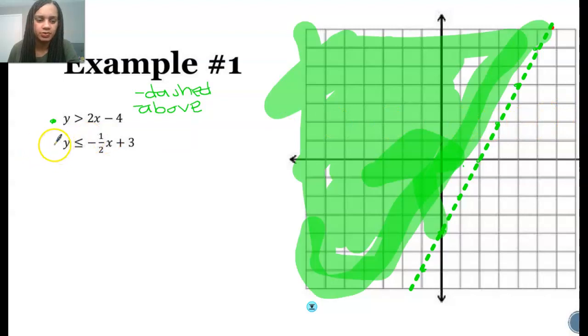The next one I'm going to do in red. So notice my symbol, it is a less than or equal to, so that would be solid and shaded below. So I'm going to go to 3, 1, 2, 3. My slope is -1/2, so down 1, right 2, down 1, right 2. Go as far as you can to the edge of your graph. And this time I am going to have a solid line.